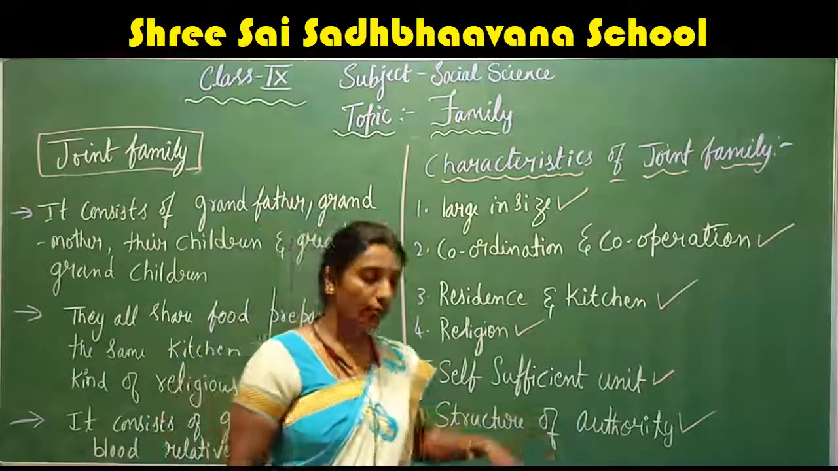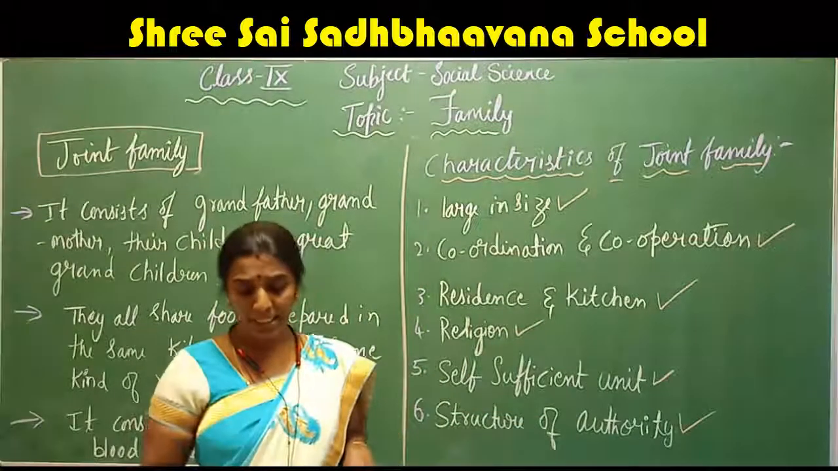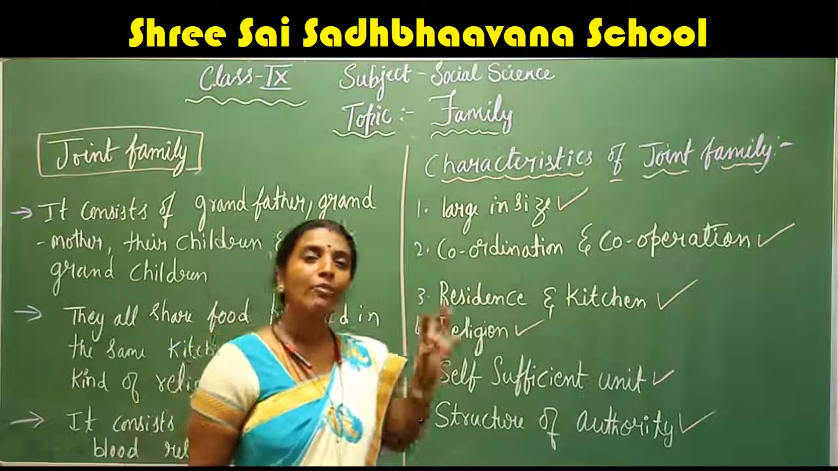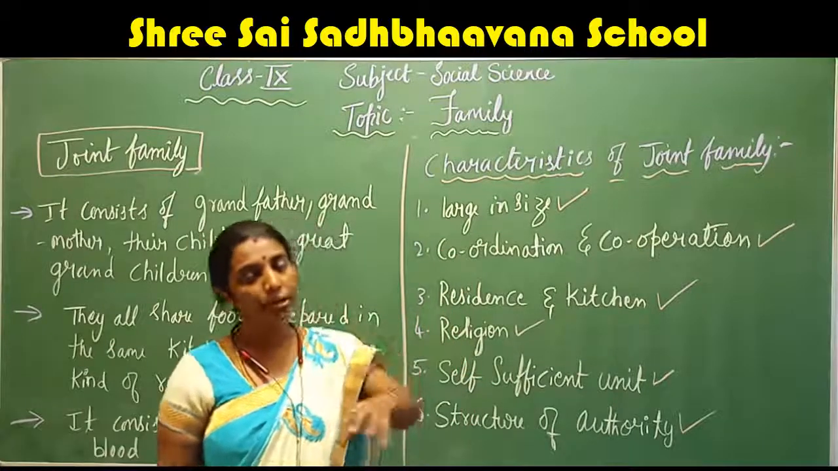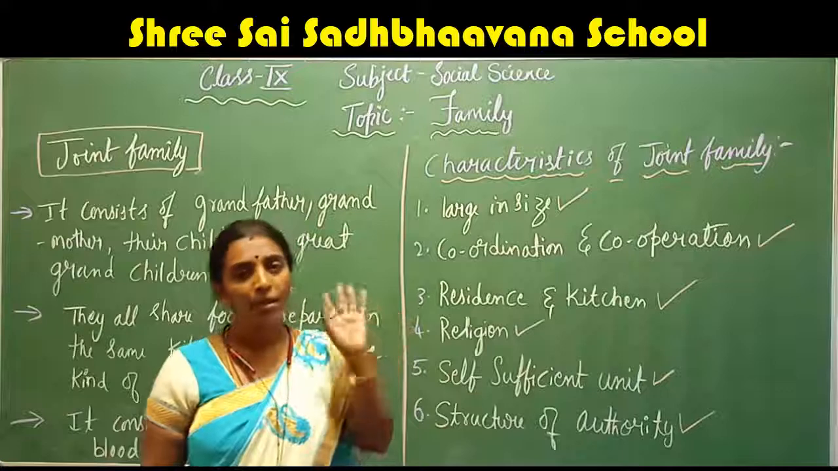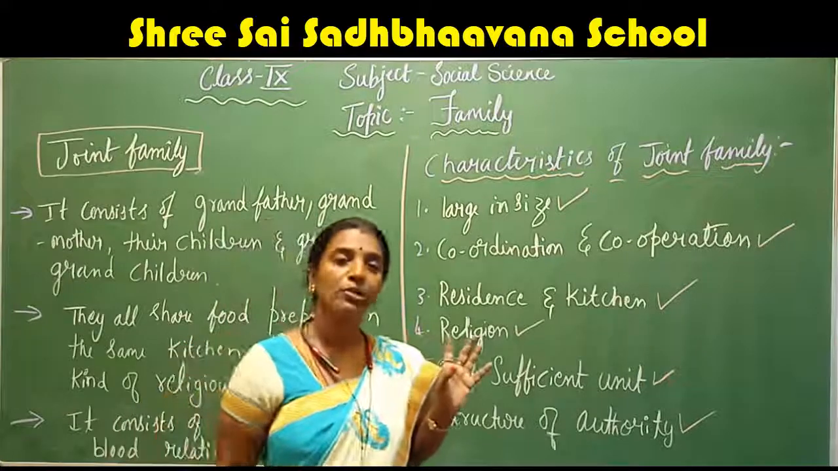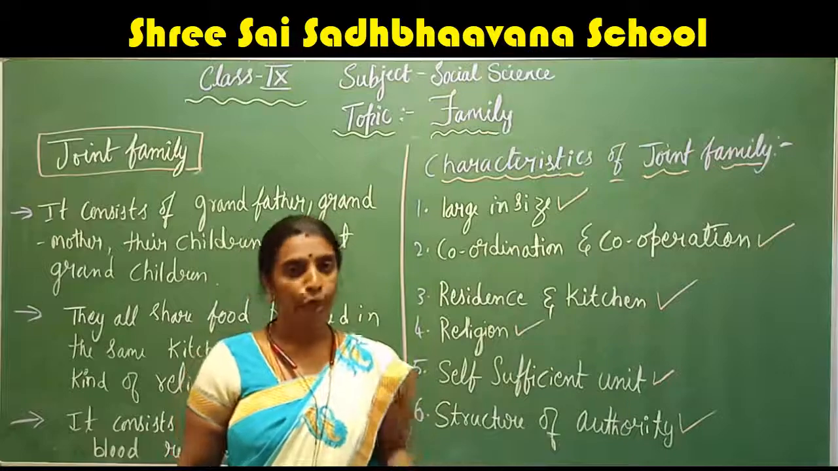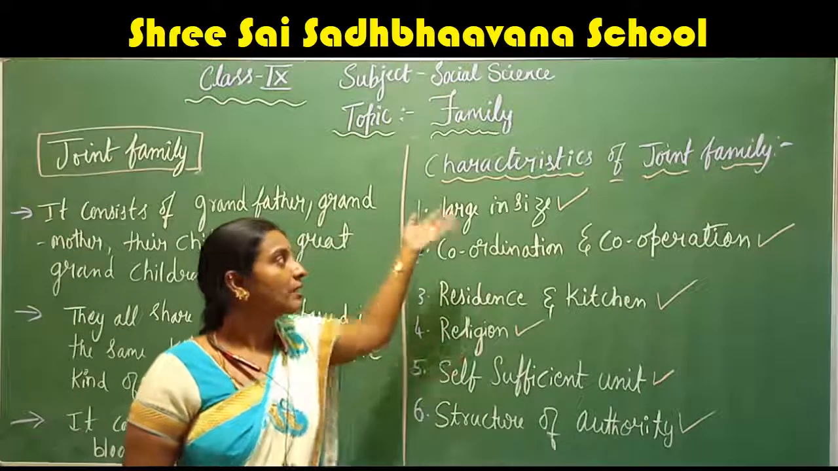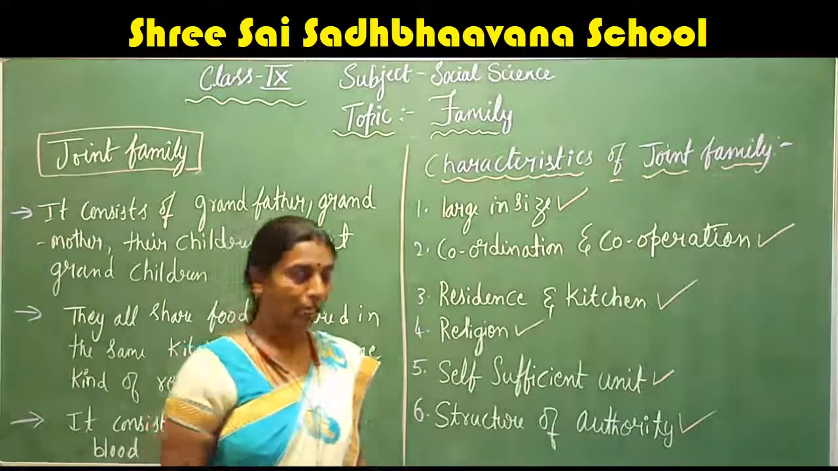The next point, structure of authority. The senior member of the joint family will be entrusted with the responsibility and authority of the family. Most of the time, the handing over of the authority will be to the senior most of the family. So these are the characteristics of joint family.